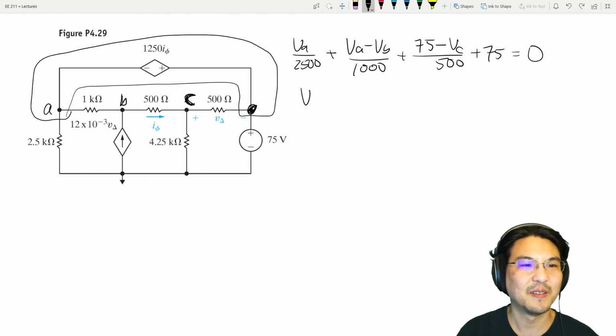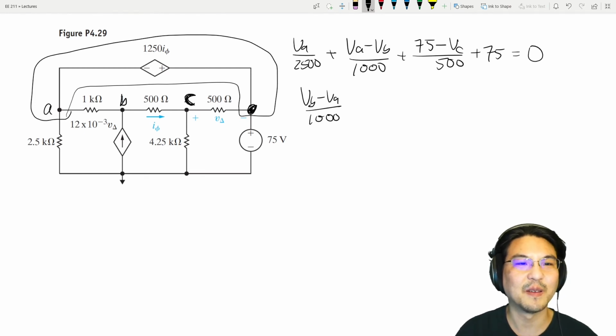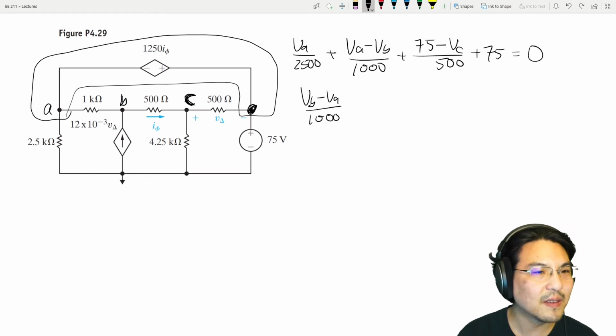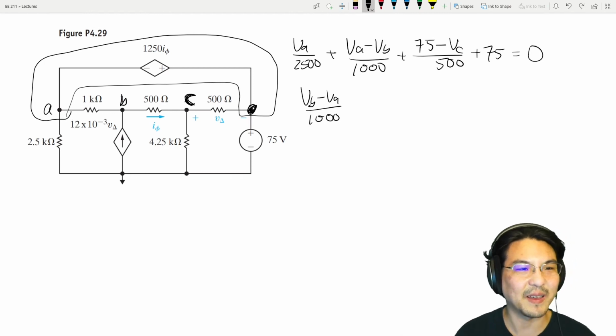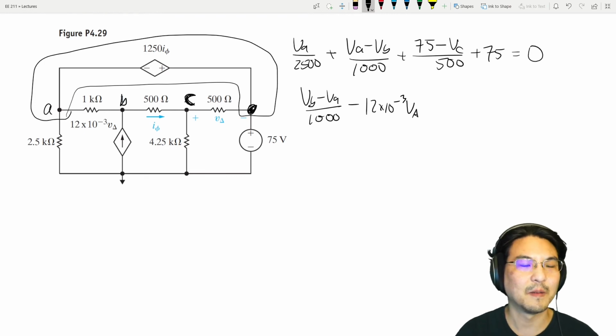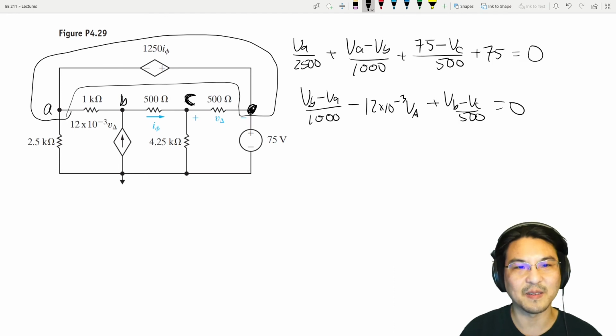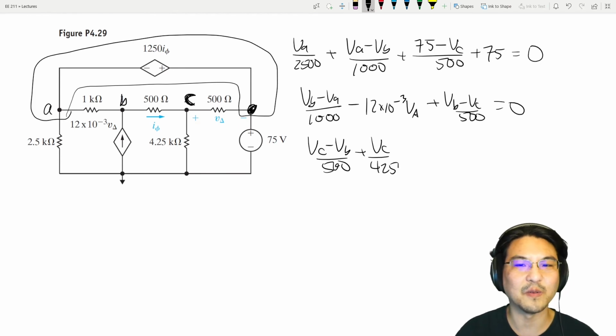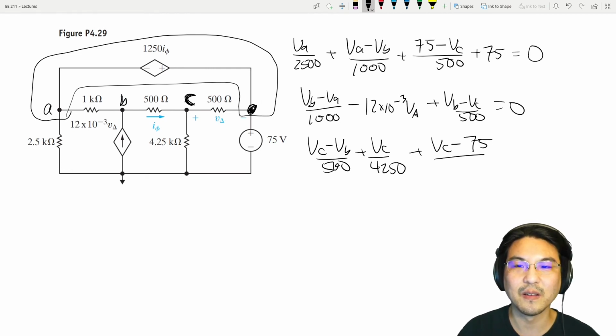Node B, VB minus VA over 1K, and then right here, the current is 12 times 10 to the minus 3, and then over here, VB minus VC over 500. Okay, and then you just keep going, right? VC minus VB over 500, and over here, plus VC over 4250 ohms, and then over here, VC minus 75.